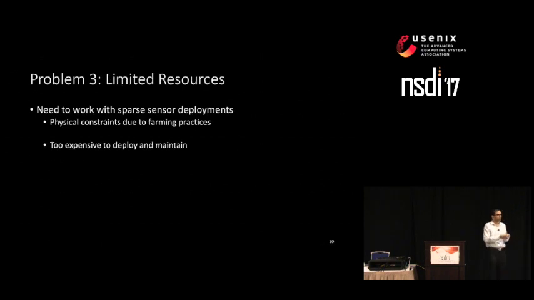And finally, you want to be able to work with a sparse deployment of sensors. So in an ideal world, you would want to place a sensor at every square meter on the farm, get as much information as you can about the farm, and get a fine-grained map of your field. But unfortunately, that's not practical. A farmer has to navigate around these sensors, animals walk on these fields. You cannot deploy a sensor at every square meter. In general, it's also very expensive to deploy and maintain all these sensors.